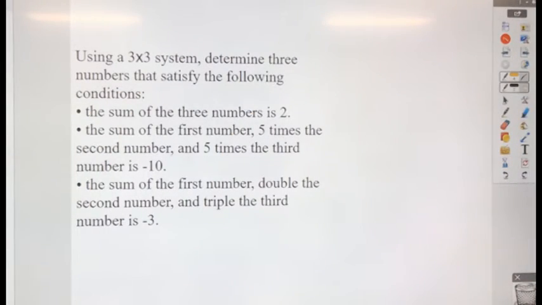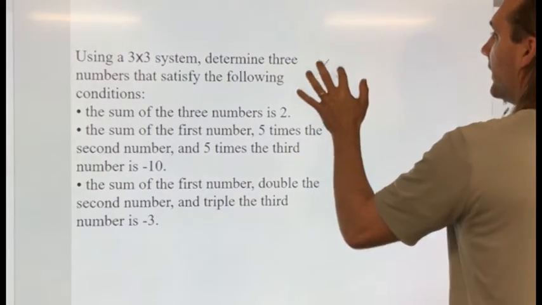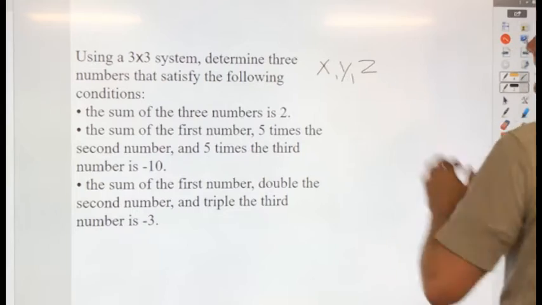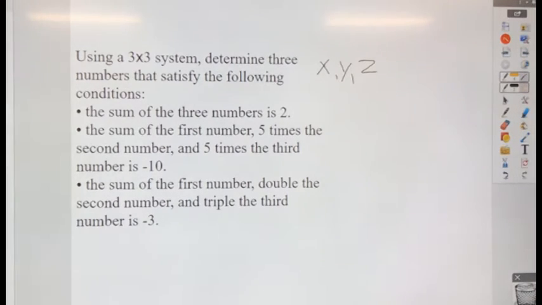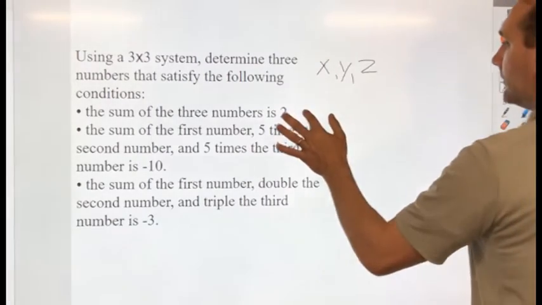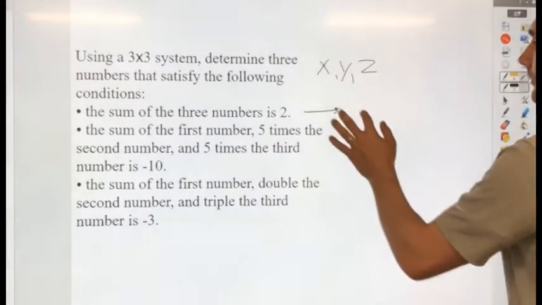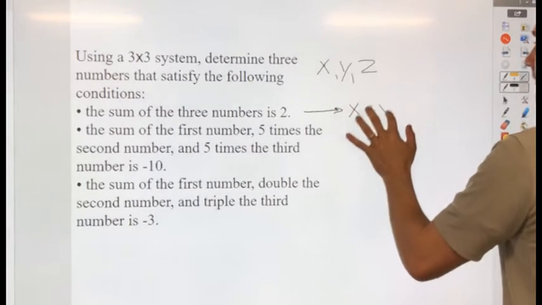Next, let's take English words and turn them into equations. Using a 3x3 system, determine the three numbers that satisfy the following. Again, let's keep it simple: X, Y, and Z are going to be my variables. The first one: the sum of three numbers is 2. What would that look like as an equation? X plus Y plus Z equals 2.